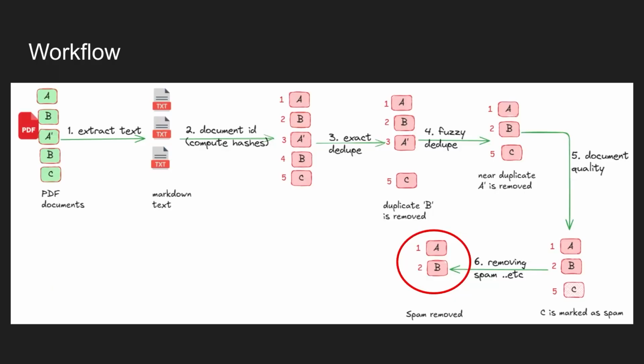Pretty good, right? And that's it. That's the entire workflow. We went step by step. You can see I started with a bunch of PDFs, extracted text, then computed the hashes, then exact dedupe, fuzzy dedupe, document quality. And after removing the low quality documents, we are ending up with 2 documents. So you see the entire pipeline. We start with PDFs, go through the pipeline, and end up with good quality documents for our training data.